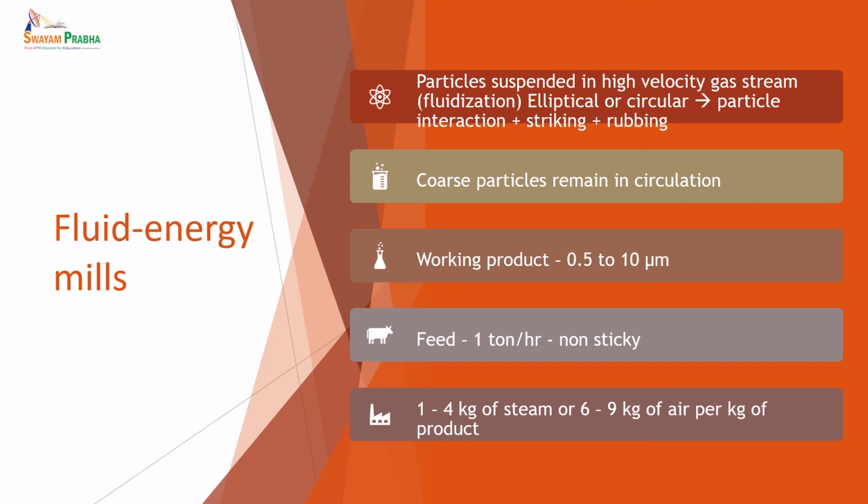Coarse particles remain in circulation, while the working product is 0.5 to 10 micron, and feed can be input at 110 per hour. That too, it should be non-sticky, and we can have 1 to 4 kilogram of steam or 6 to 9 kilogram of air per kilogram of product. The product can be obtained as the discharge.